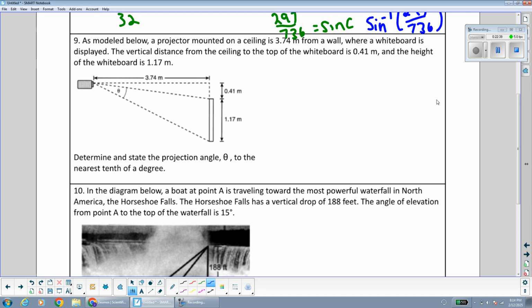Over here, remember that we can only use trig for right triangles. So in order to find the angle, we have two right triangles. We have the whole big right triangle. I'll outline it. And then we have the small right triangle. So if we find the whole angle of the big right triangle, and we find the angle of the small right triangle, and we subtract them, we'll get theta, or the projection angle.